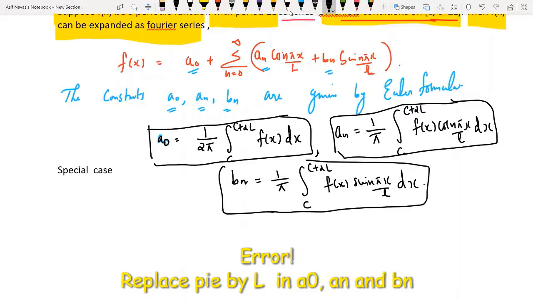By using this formula, we can find a0, an and bn for any function which satisfies the Dirichlet conditions. So there is a special case. I will define a special case.